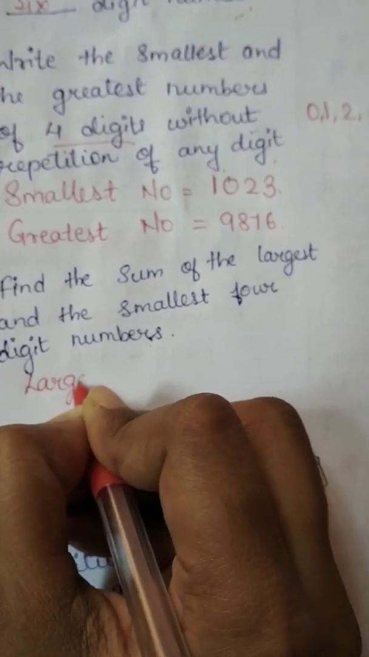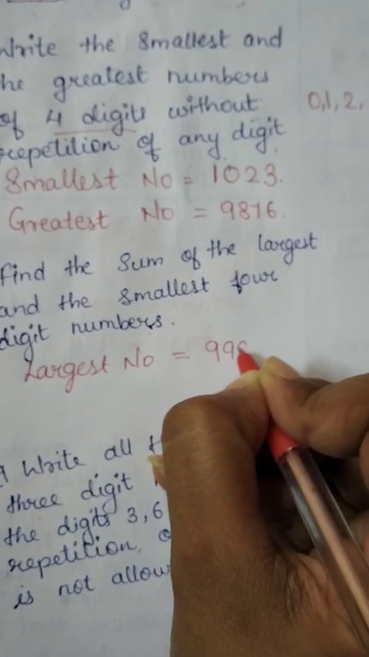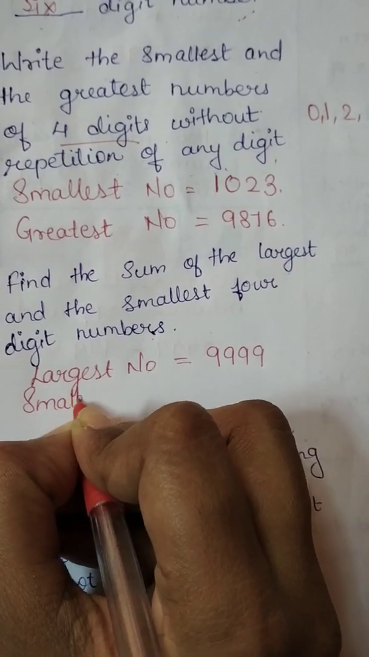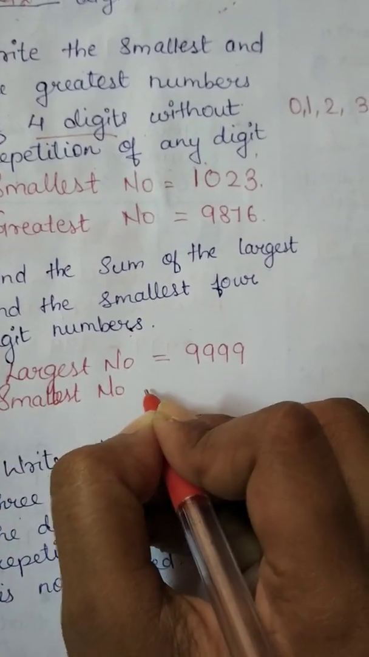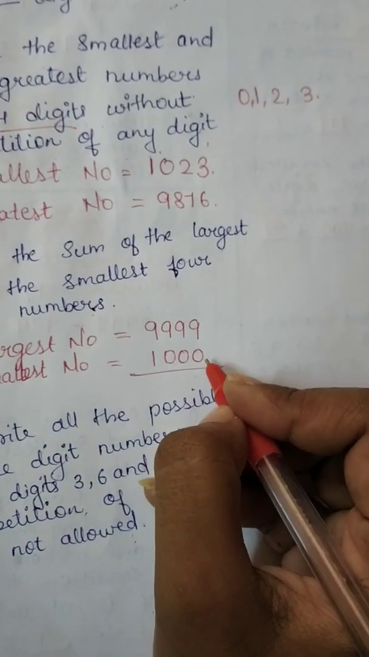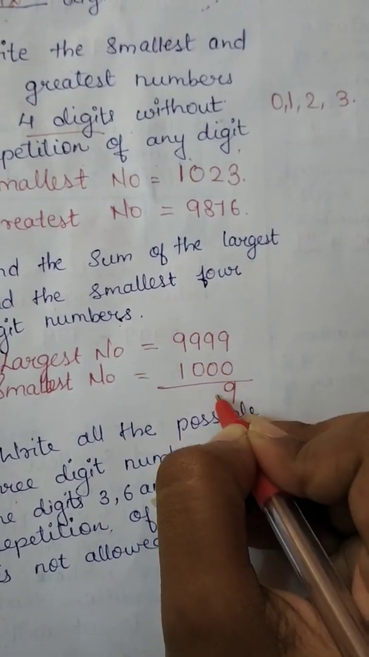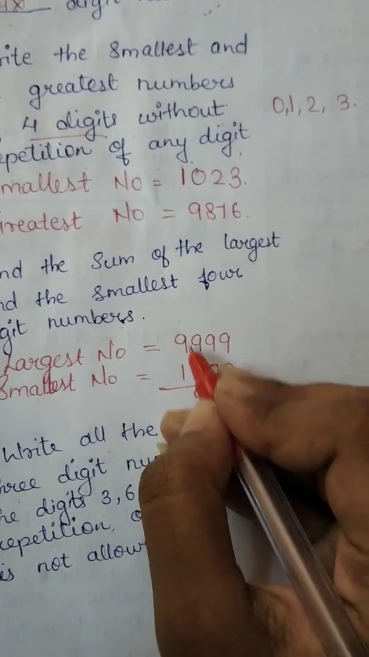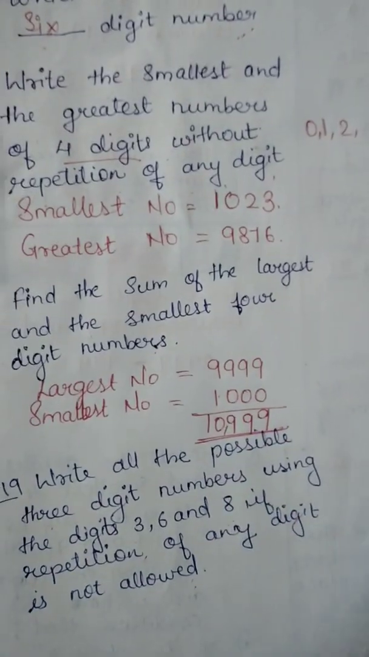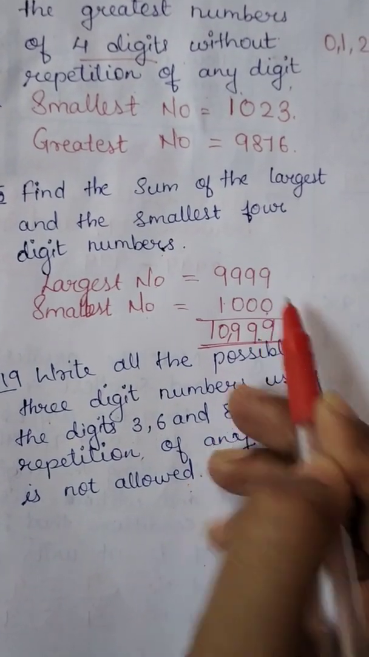So largest number is equal to 9999 and smallest number 4-digit only. So when I'll add this I'll get the total 10,999. This is the answer. The sum of largest and smallest, when I'll add I'll get this answer.